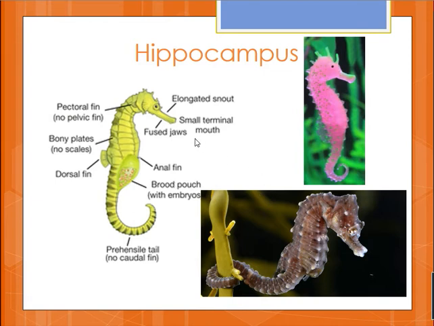Now coming to the fin system. The fin system is highly reduced. It is confined to the pectoral fins, which are paired fins. You can see the pectoral fins here, and a single dorsal fin. The dorsal fin usually acts as a propeller for swimming, but other fins are absent. Pelvic fins and caudal fins are absent. The anal fin is much reduced.